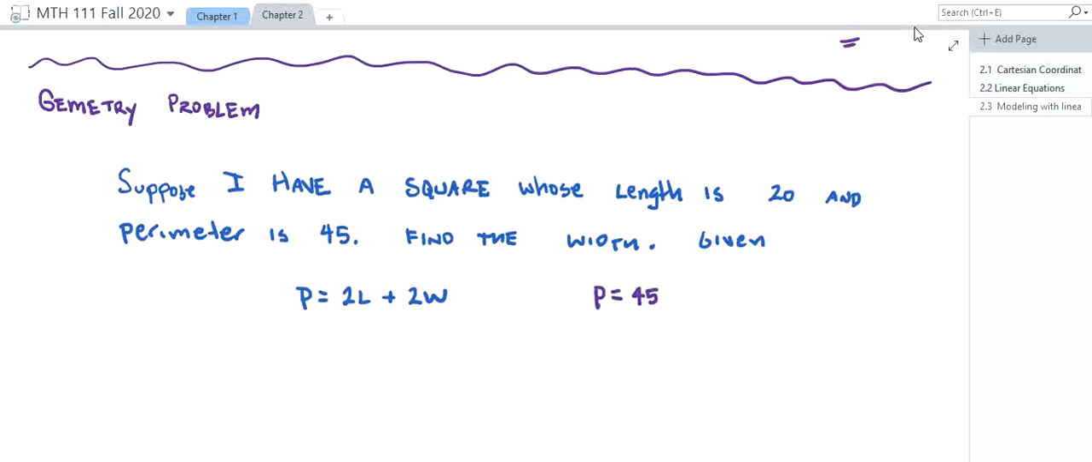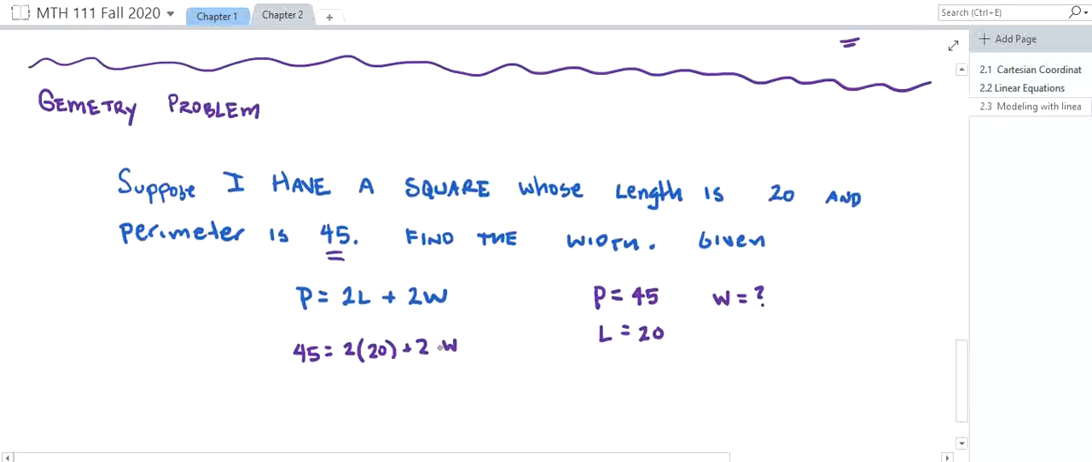Well, here I'll pluck the information from the problem that I need for my variables. The perimeter obviously is 45 and the length is 20. For my width, I don't know, and that's what I'm going to calculate. So I'll set my relationship up. 45 equals 2 times 20 plus 2 times the width. And then I'll solve for w. I worked the algebra quickly here. You can work that on your own. 45 minus 40 divided by 2 equals 5 over 2 equals 2.5.